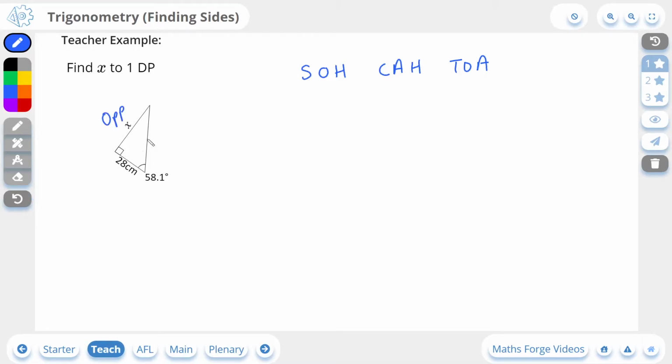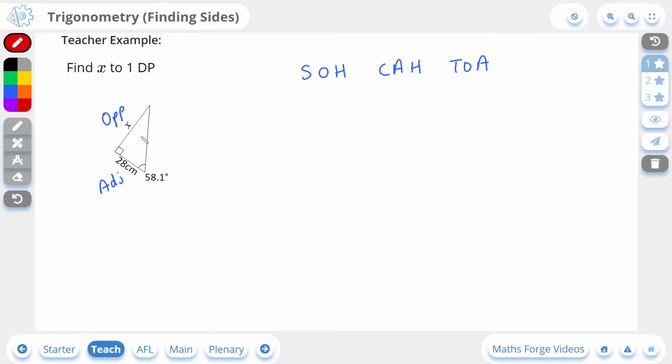The side opposite the right angle, this side here, the longest side of the right angle triangle, is known as the hypotenuse. I'm not even going to label it because they haven't given us any value for it and we're not looking for it. And the third and final side is known as the adjacent. So I'm just going to call it adj.